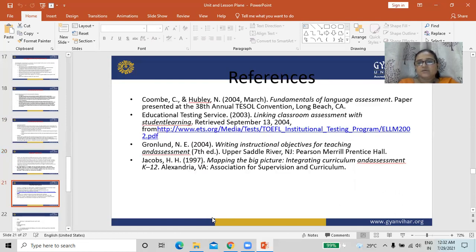These are the references you should go through for further, more detailed knowledge of unit plans and lesson plans.